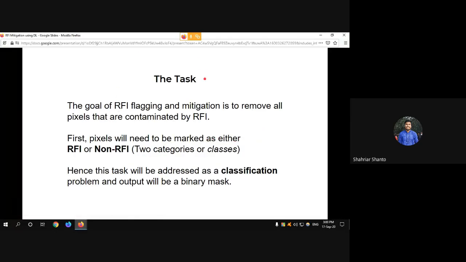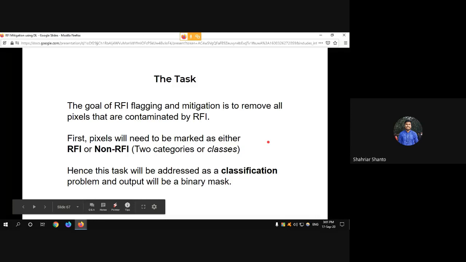Okay, so what is the task? The task is RFI flagging and mitigation, to remove all the signals or pixels, because the data from telescopes are represented in a time and frequency 2D plane, so it is much like an image. We want to remove or mark all the pixels that are contaminated by RFI. So those pixels need to be marked as either RFI or non-RFI, 2 categories or 2 classes, which means this is a classification type of task in machine learning.